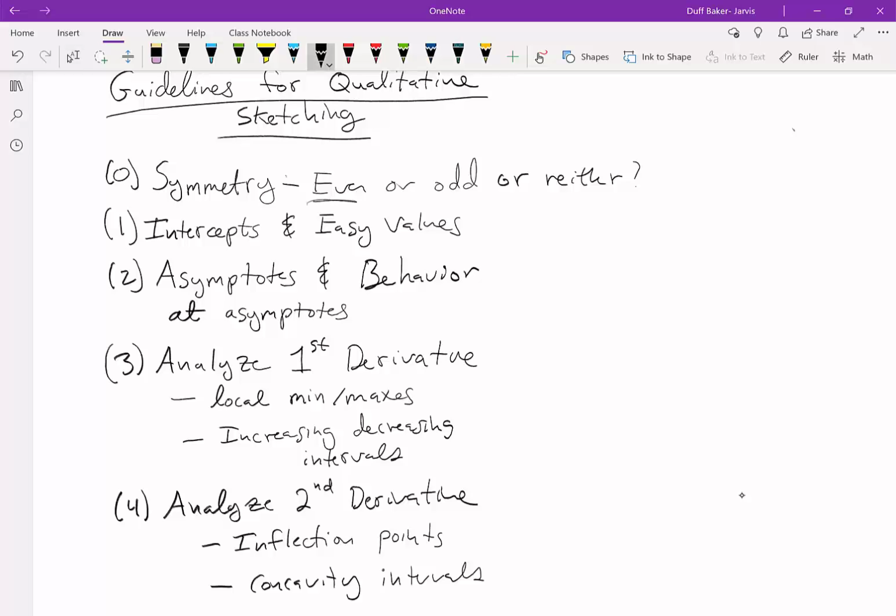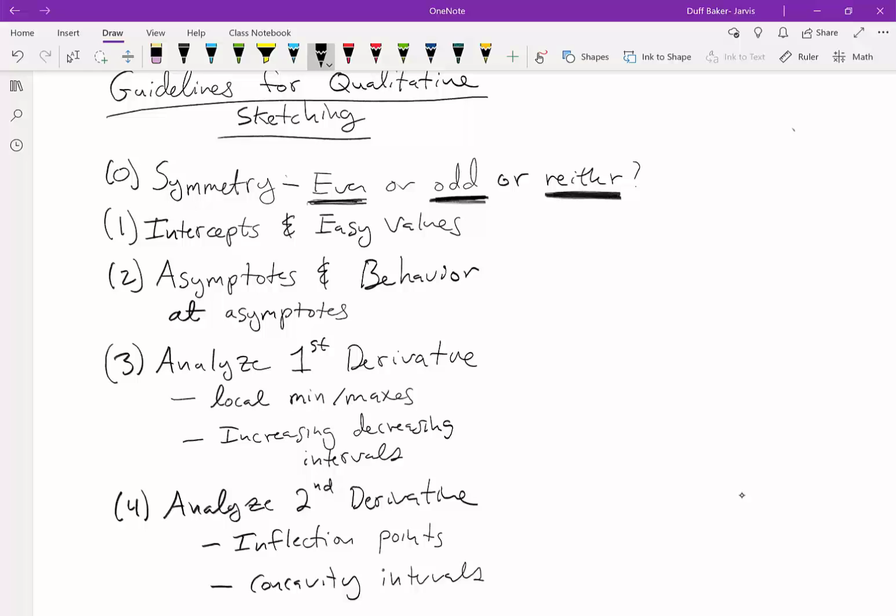Is the function even, which means if you fold it over the y-axis, it matches up. So it's reflective across the y-axis. Or is it odd, which is sort of like symmetric about the origin, or you can think of it as kind of being two reflections. Or a lot of functions are just not either of these, in which case it's neither.